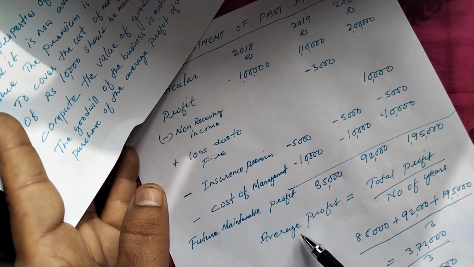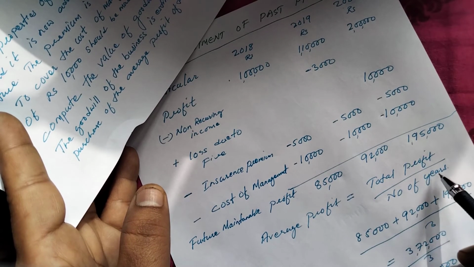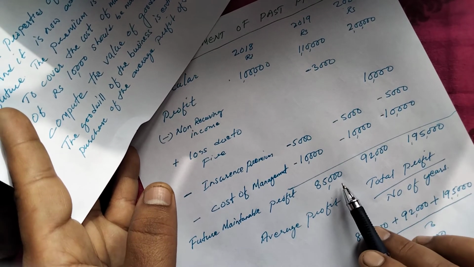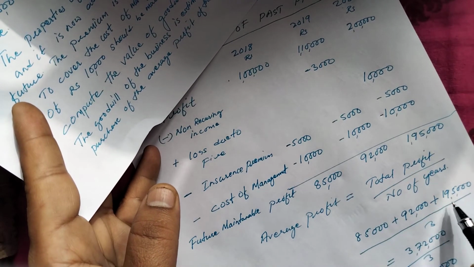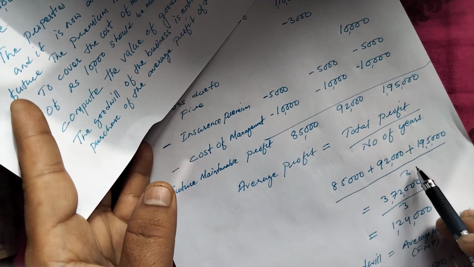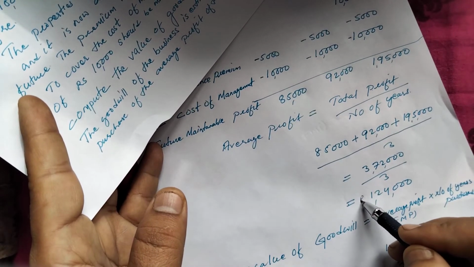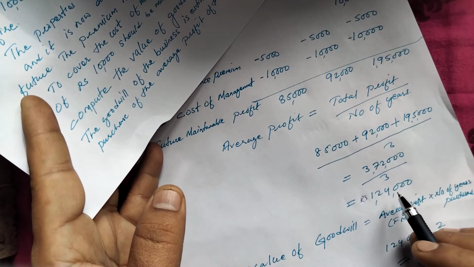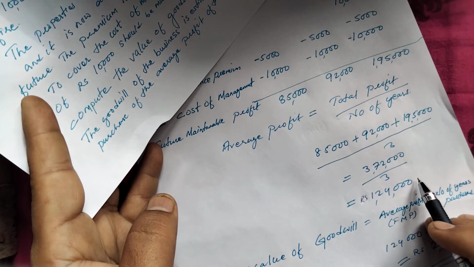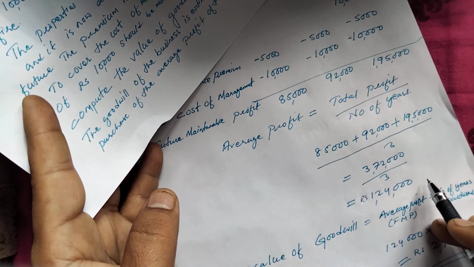Now you have to find out average profit, that is total profit divided by number of years. So total profit, this you have to add, divided by number of years, which is 3 years profit. So it will be this one rupees, this one is average profit. You can say future maintainable profit, average future maintainable profit as well.